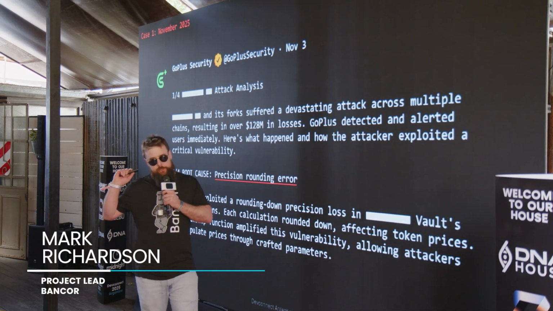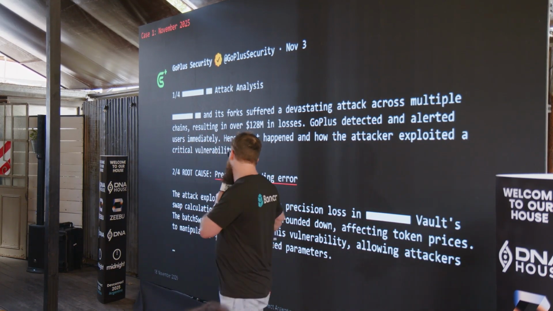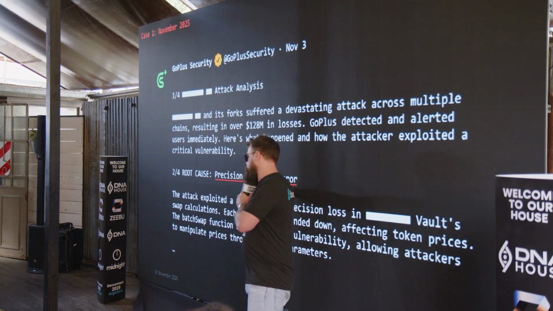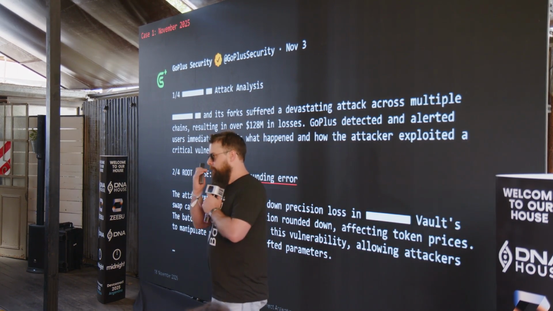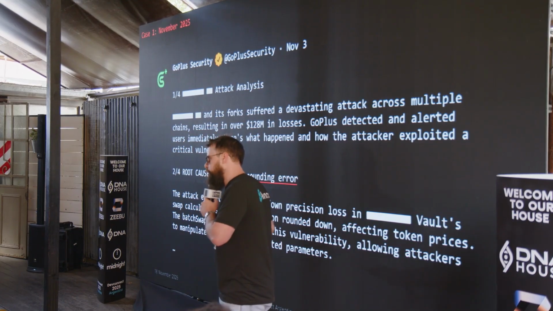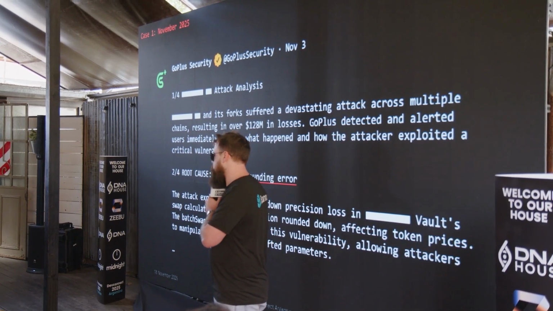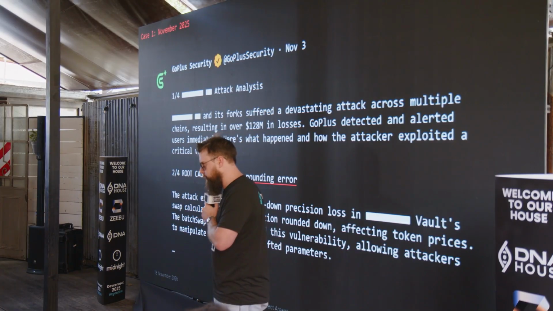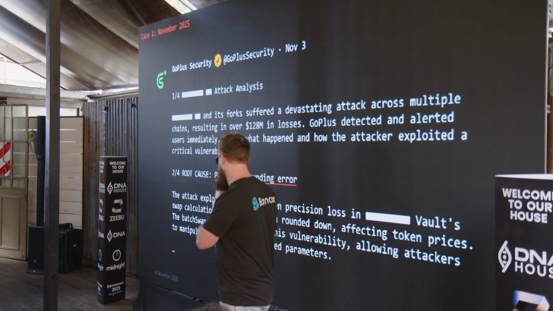This is, again, referring to the same exploit. I've underlined here that this is a precision and rounding issue. This is going to become the theme of the presentation that you're about to see, because I'm going to show you how we control these variables and avoid these kinds of exploit vectors.